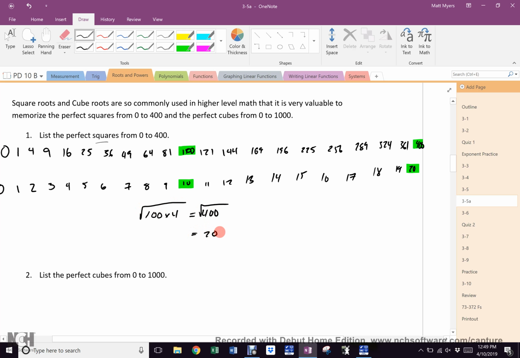Yes? So therefore, what is this square root? What is the square root of 100? 10. What is the square root of 4? 2. Everybody see? Hold on.